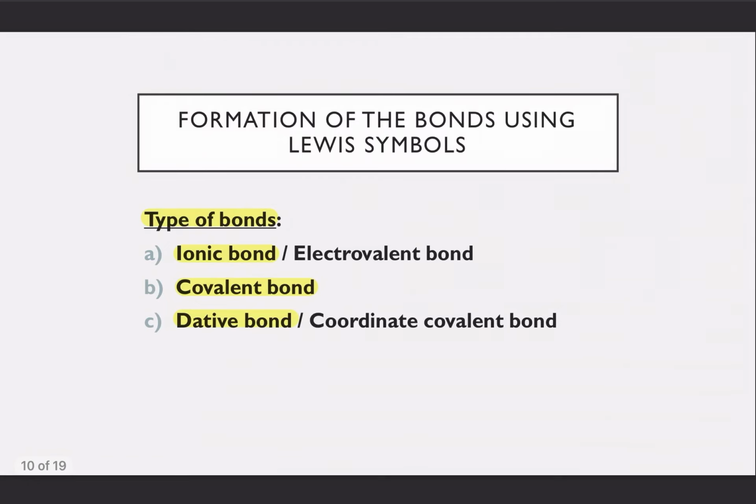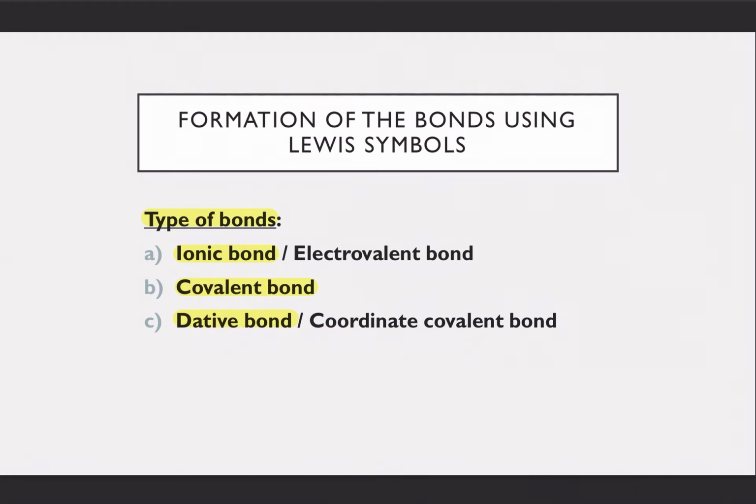Alright, so those are the types of stabilities for your elements. Okay, so now we are going to look at the formation of bonds using Lewis symbols. So in the question, you will most likely be asked how to show the Lewis symbols for the formation of three types of bonds. They are ionic bond, or another name, electrovalent bond, covalent bond, and dative bond, or coordinate covalent bond.